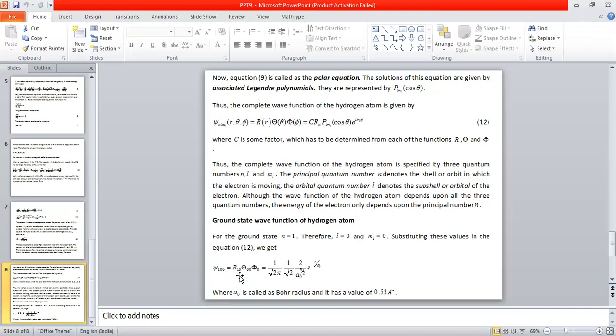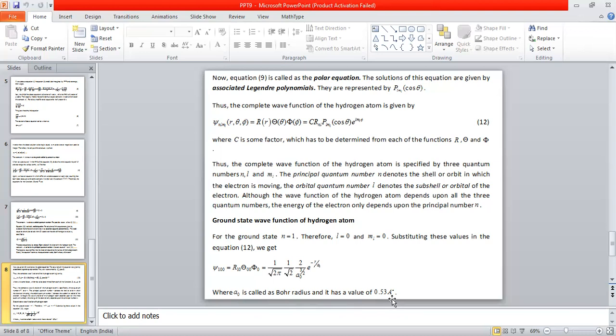We can write it as R10 of r, times Phi of 0 and Theta of 00, along with some normalization constant. Totally we can write that as 1 by square root of pi, times 1 by a naught to the power of 3 by 2, and exponential of minus r divided by a naught, where r is the radial coordinate. We have introduced another constant, a naught, which is what we call the Bohr radius. The Bohr radius has a value of 0.53 angstrom.